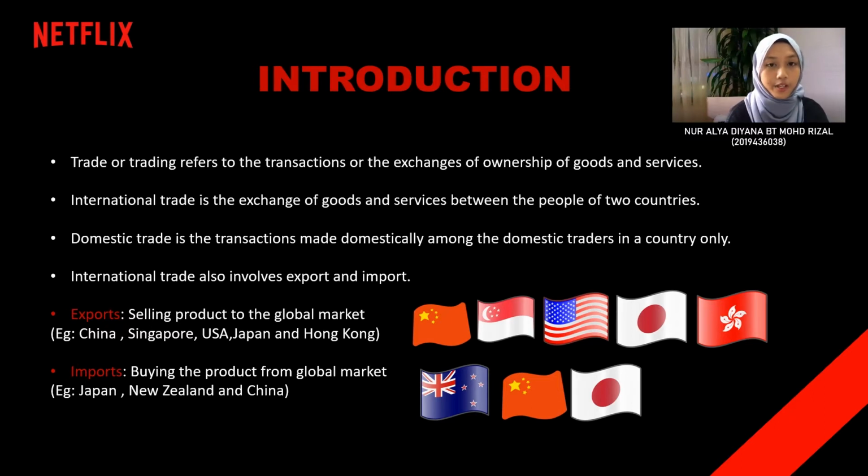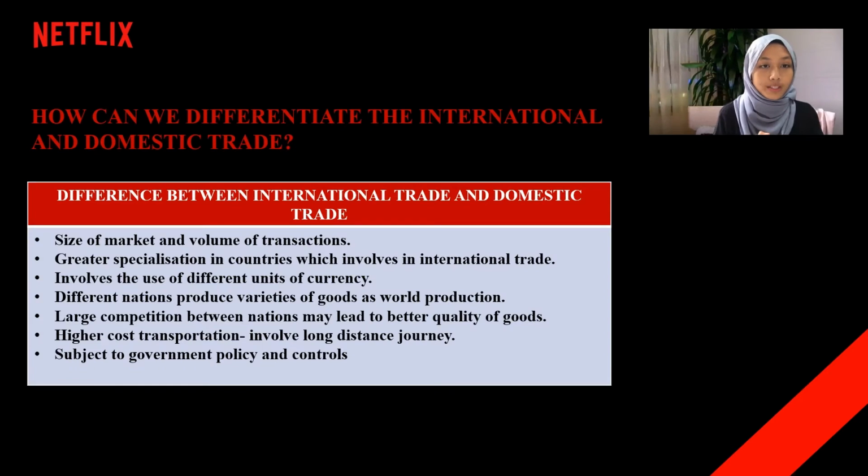Next is export and import, which are the most important keys in this topic. Export is selling the product to the global market. The top export partners of Malaysia are China, Singapore, USA, Japan, and Hong Kong. The main export products from Malaysia are electronic products, petroleum, palm oil, and many more. Import is defined as buying the product from the global market. As you know, Malaysia has a lot of foreign trading partners such as Japan, China, New Zealand, and other developed countries.